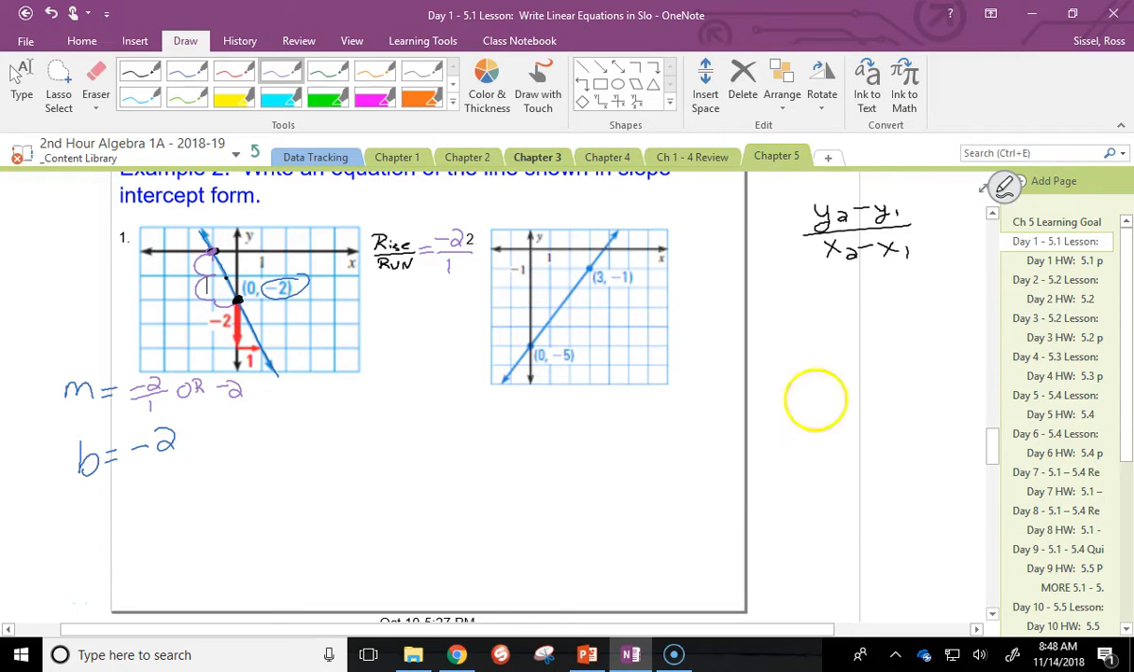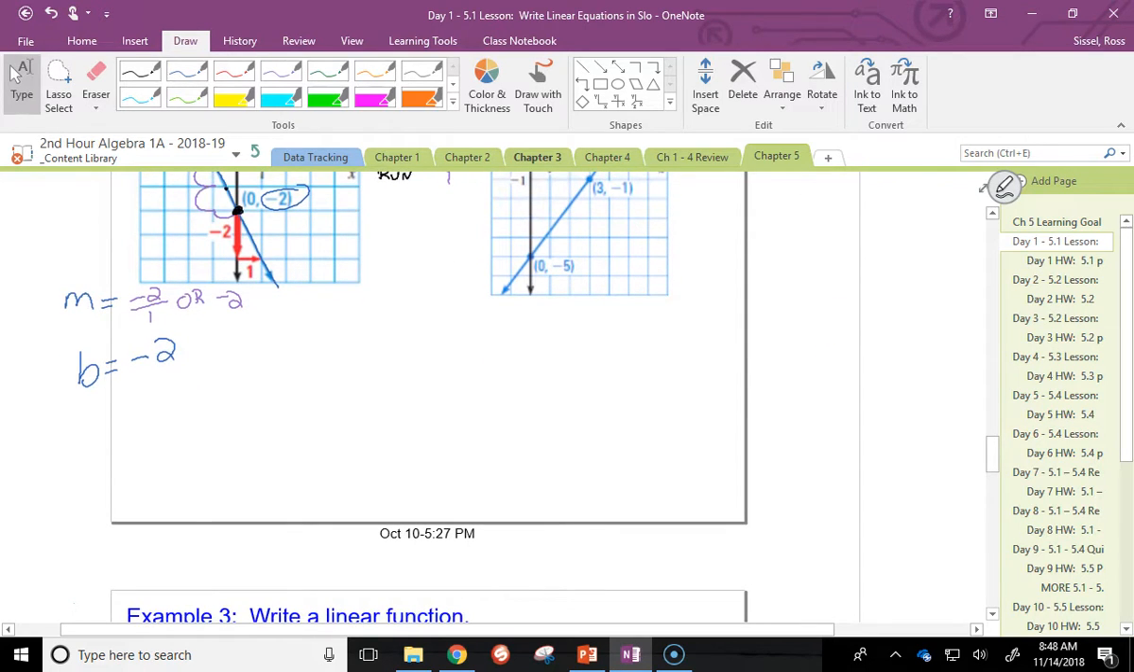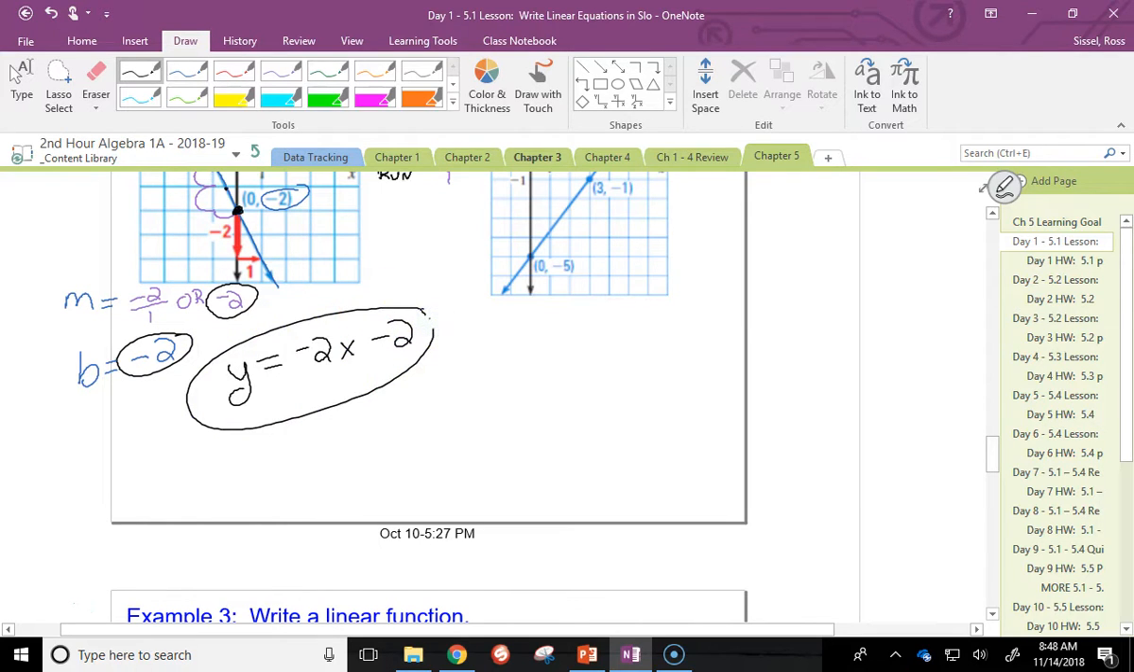Now that we have this, I can write my equation. Y equals m, our slope was negative 2, x. My y-intercept is minus 2. There is our equation.